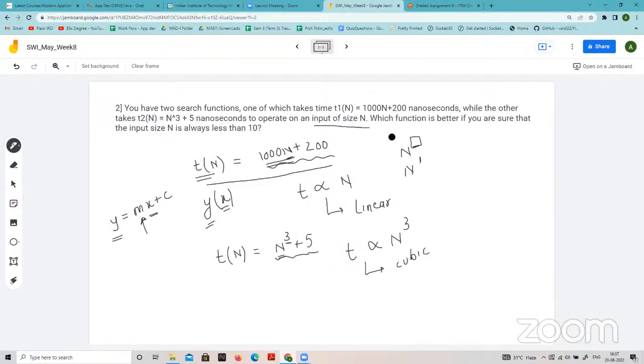Now what is this? Which function is better if you're sure that the input size n is always less than 10? Let's not worry about this, it is a very question-specific point. You are being told that you have to consider that the size of input will always be less than 10. How does that affect it? We will see later. Currently we need to understand which one of them takes less time.